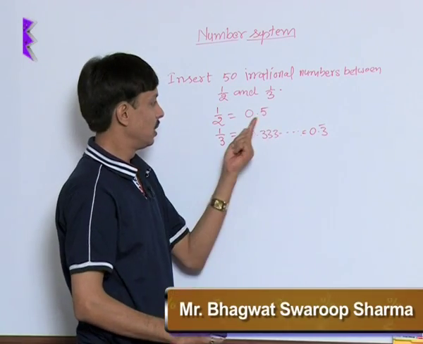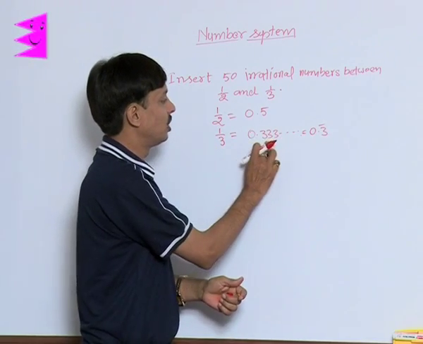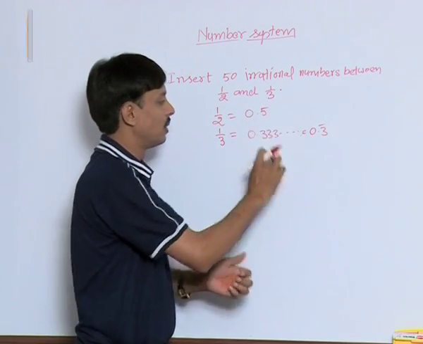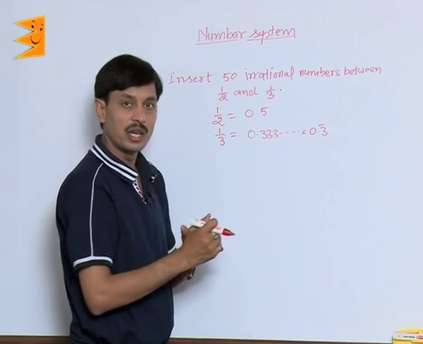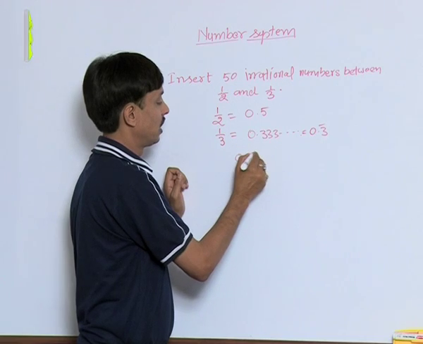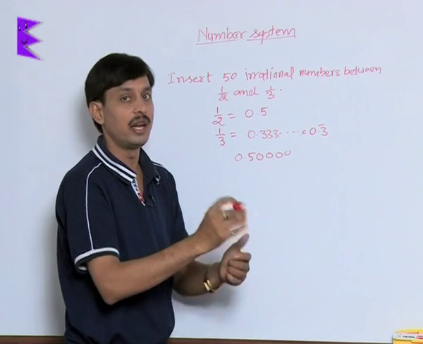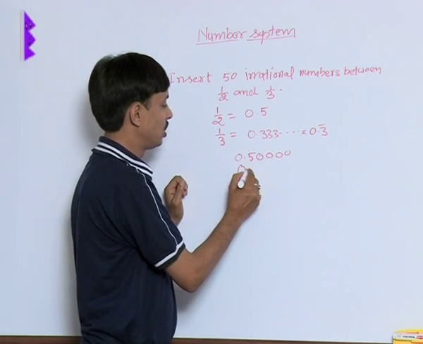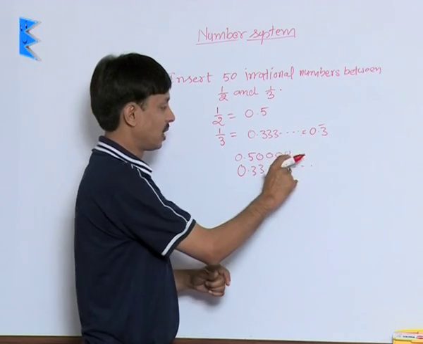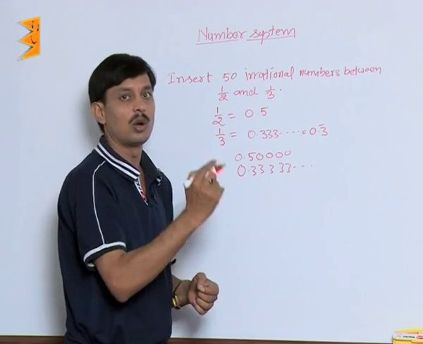0.5 is the decimal form of 1 by 2 and 0.3 bar or 0.33333 is the decimal form of 1 by 3. I want to insert 50 numbers between these two. So what can I do? I can write 0.5 as 0.5000, as many zeros as I want. And next is 0.33333 dot dot dot. The first is terminating, so no dot dot dot. The second is non-terminating, so I put dot dot dot.